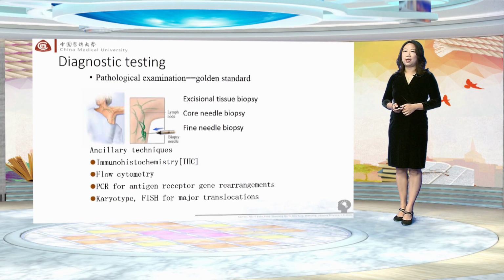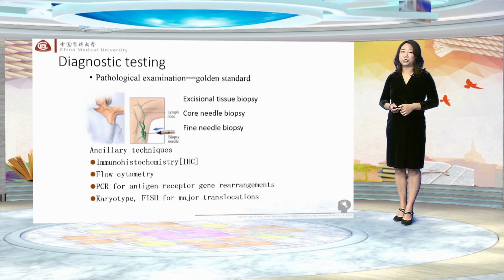Meanwhile, some auxiliary techniques are also widely used in clinic, such as immunohistochemistry, flow cytometry, PCR for antigen receptor gene rearrangements, karyotype, FISH, and major translocation.